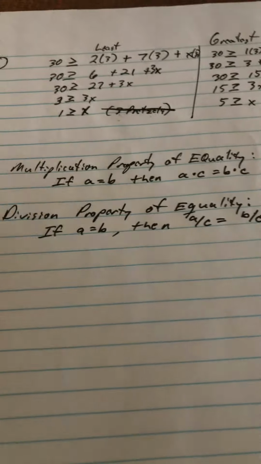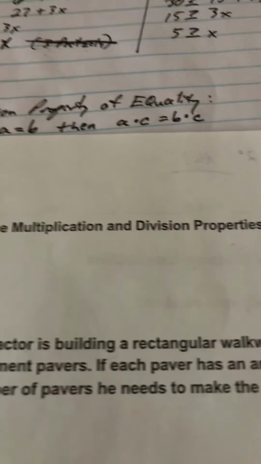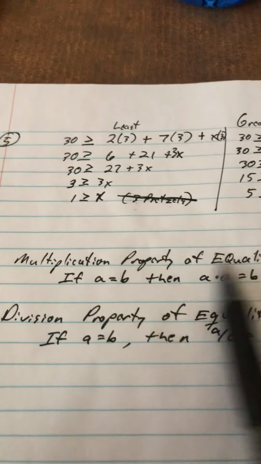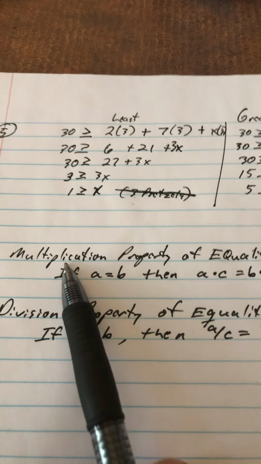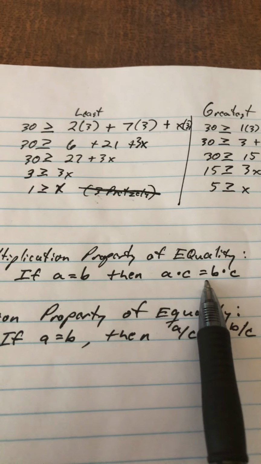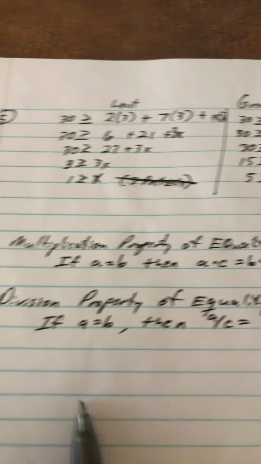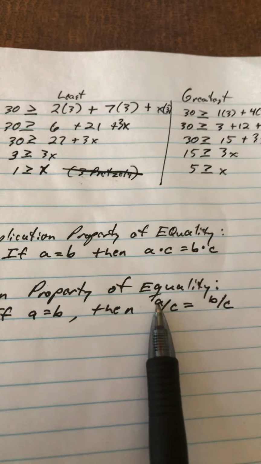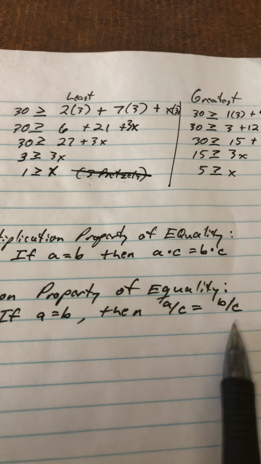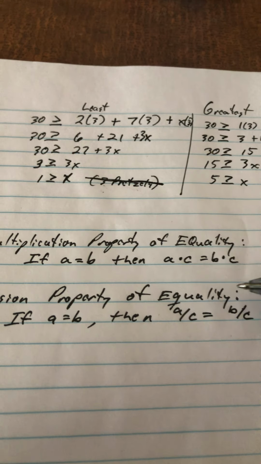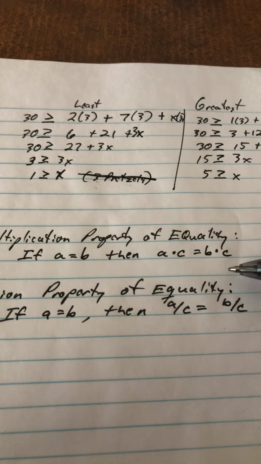And last but not least, number 7, it says to list the multiplication and division properties of equality. You have this in your notes, and I have it written right here, and you could pause this as you need to write this down. Multiplication property of equality: if A equals B, then A times C equals B times C. And then the division property of equality states that if A equals B, then A divided by C equals B divided by C.